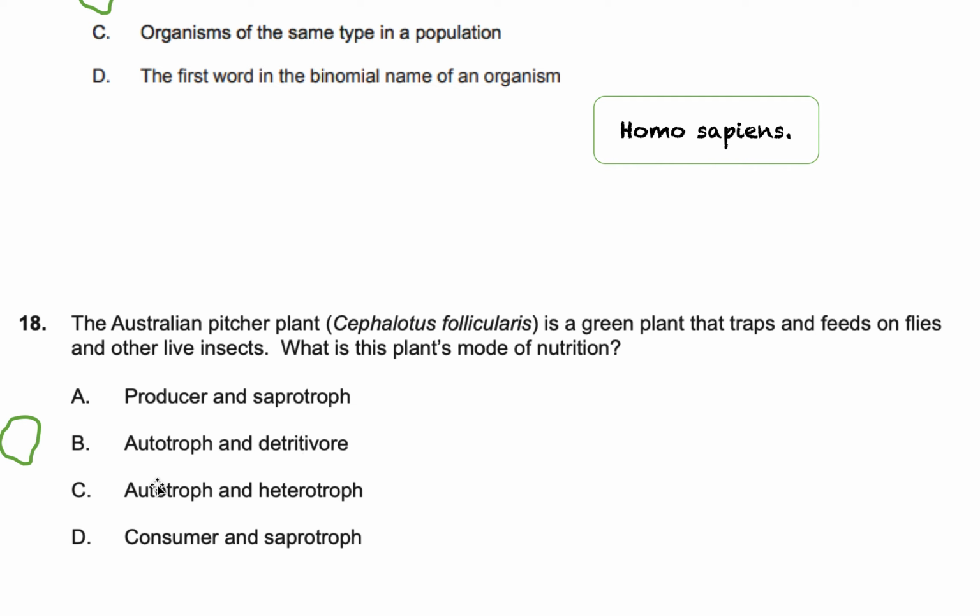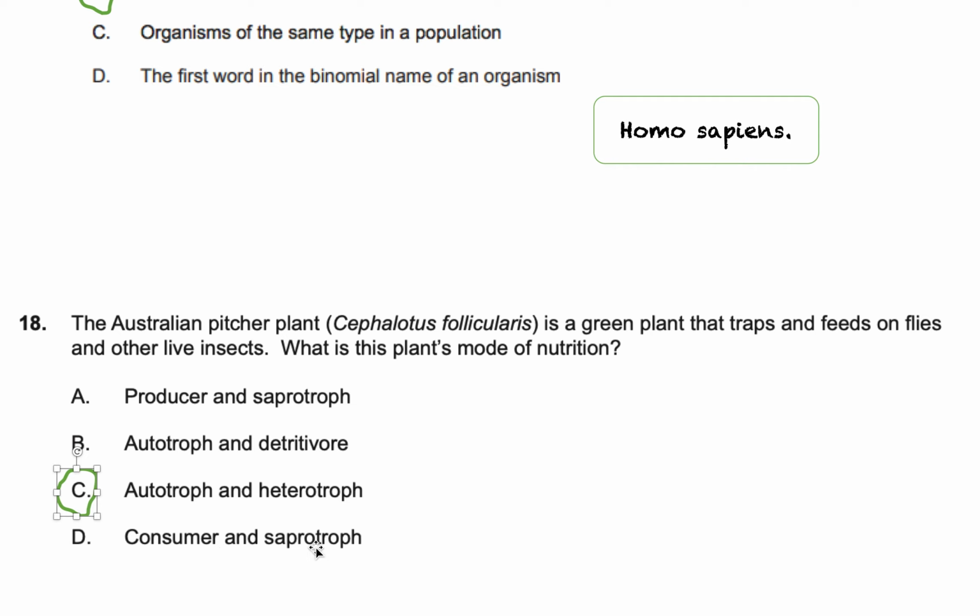How about C? Yes, C seems like it could be correct because autotroph, it makes its own food, but at the same time, this plant eats flies and other live insects, and the key word here is live. They don't eat dead things, which means that they're not saprotrophs or detritivores. They're heterotrophs. Heterotrophs are things that eat other live things. So therefore, they can be both. They both make their own food and they can eat other things. So they're autotroph and heterotroph.